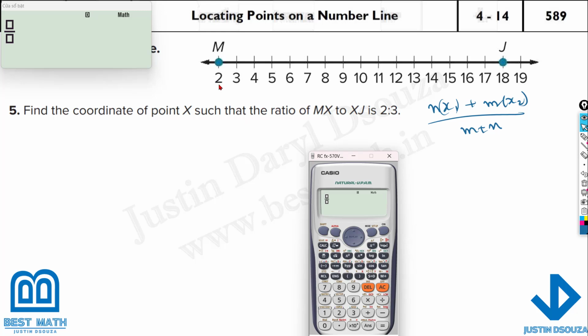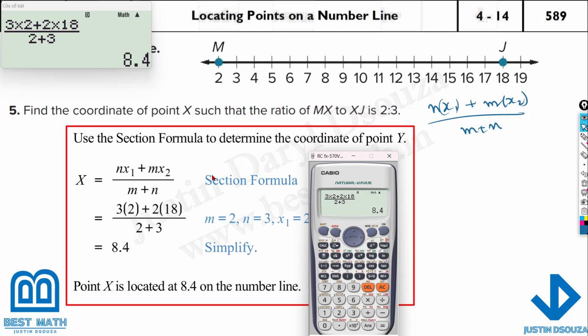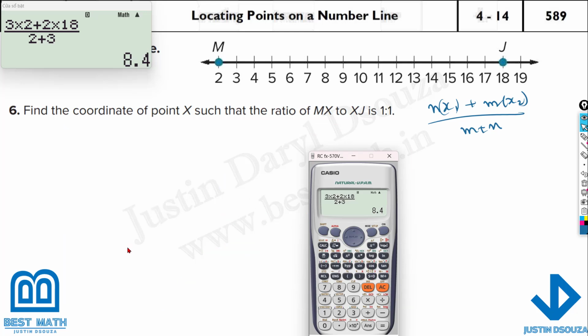What is the first point? See, it's the same points, only the ratio is changed. So you can either multiply this with the second one or this with that, whichever you do, it's fine. I'll write it according to the formula. N is 3. See, 2 is to 3 becomes m is to n. 3 times 2 plus 2 times 18 divided by 2 plus 3. The answer is 42 by 5. That is 8.4. You can see that's the final answer.